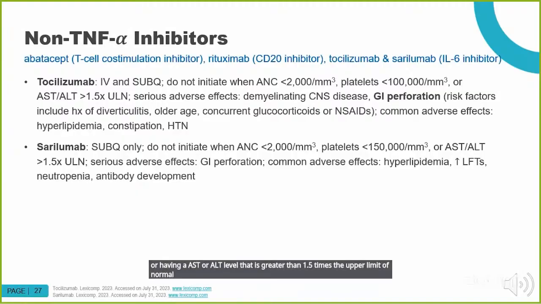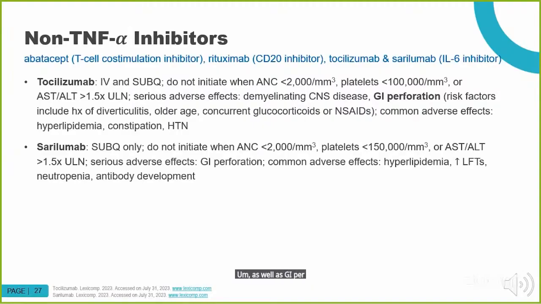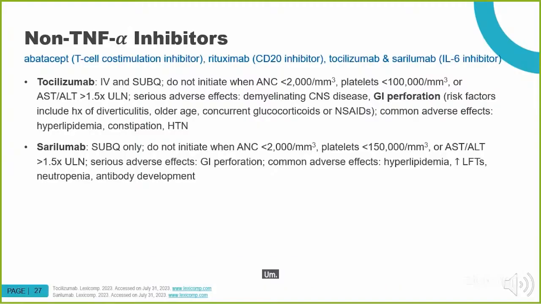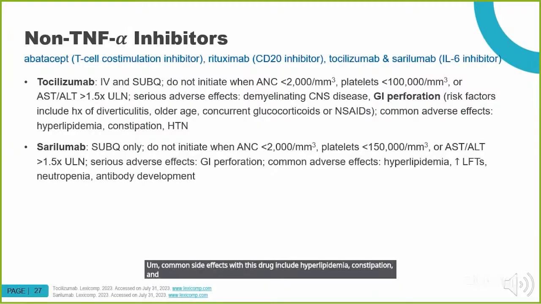And a serious side effect associated with tocilizumab is demyelinating CNS disease. This is very similar to our TNF-alpha inhibitors, as well as GI perforation. GI perforation is seen more so in patients that have additional risk factors, which include history of diverticulitis, being of older age, concomitant glucocorticoid or NSAID use. Common side effects with this drug include hyperlipidemia, constipation, and hypertension.